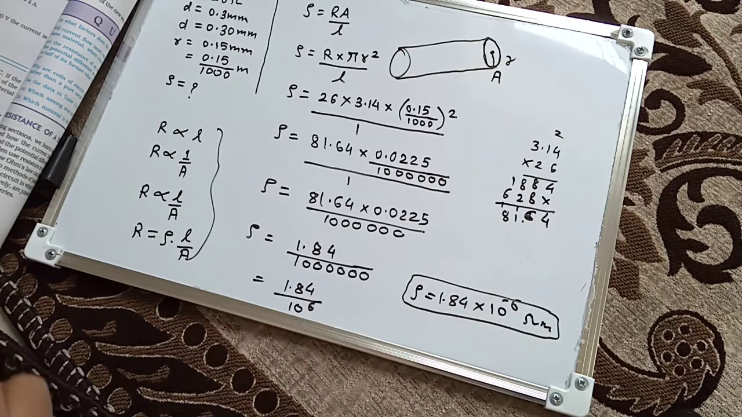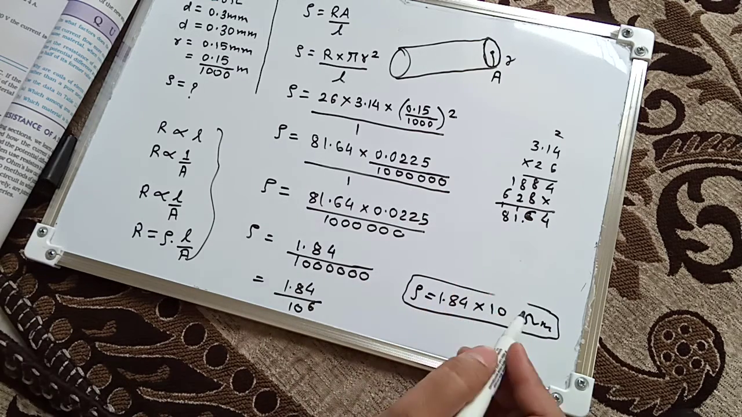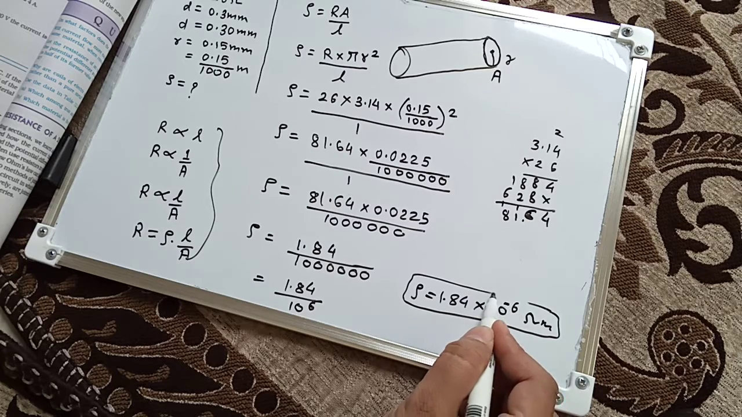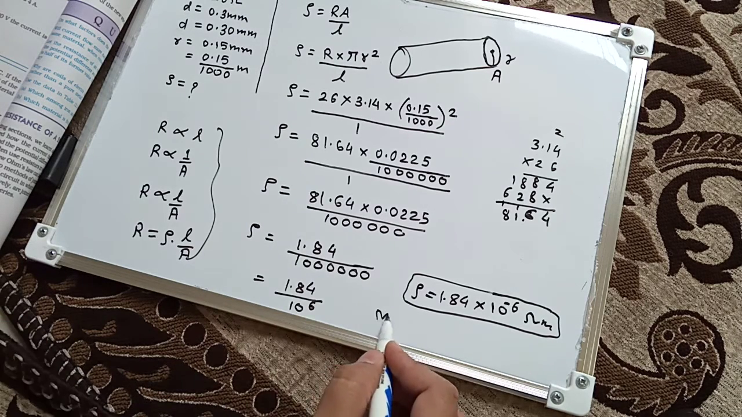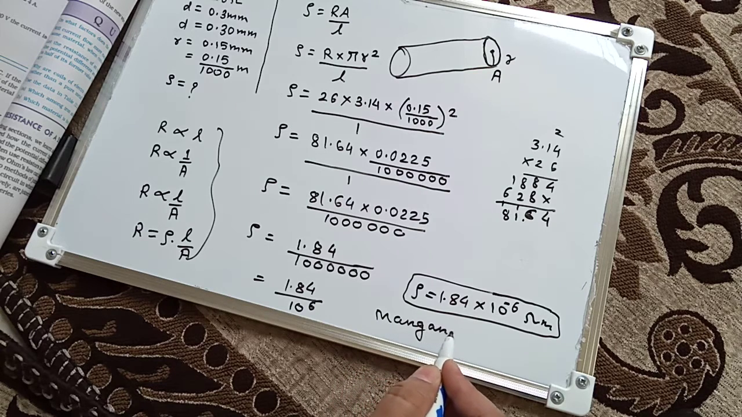In the textbook, they have solved it so directly that students find it difficult to understand. I have solved it step by step for your convenience. And if we check the value in the table 12.2, we find that this metal is manganese. This value is given for manganese. Okay, so hope you understood it. Very good. Thank you.